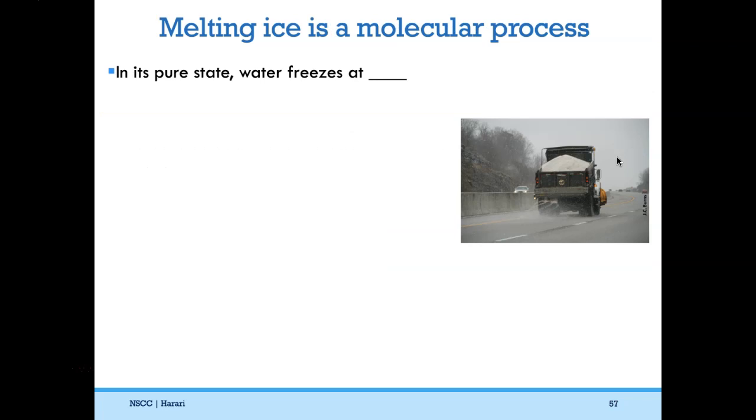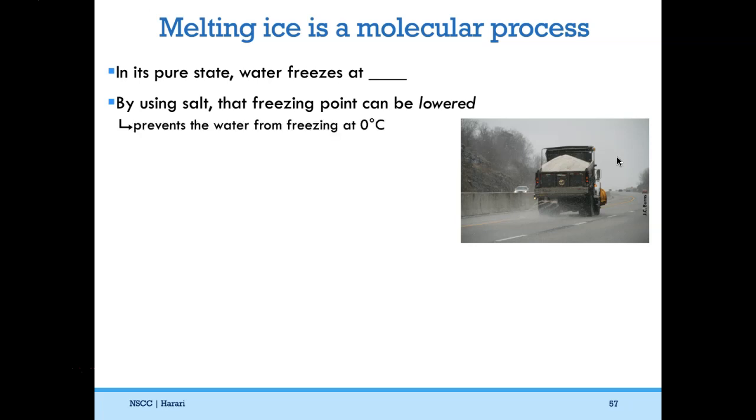So in its pure state, water freezes at 0 degrees Celsius, but by using salt, you can actually lower that freezing point. So you can make it so that the water does not freeze at 0 degrees, and it would need to be even colder for water to freeze. How does this happen? So try to make a hypothesis and pause here and think about how salt can help with freezing roads in the winter.